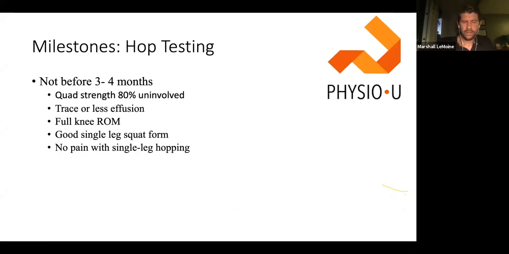So now, right, what are the hop tests you guys want to go over? If you're seeing this patient, let's say they're 4.5 months out, you've been running for 3 weeks, you want to start testing their hopping. What would be the test you'd want to look at?